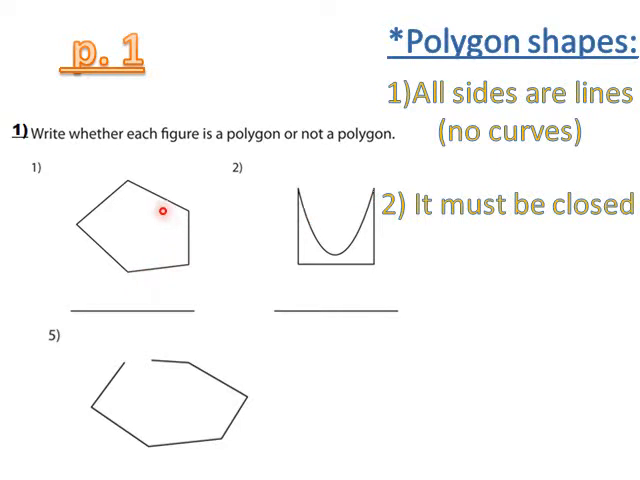This shape, all the sides are straight and it is a closed shape, so this is a polygon. The next shape, it's closed but I have here a curved line, so it's not a polygon. This shape, all the sides are straight but the shape is open from here, it's not closed, so it's not a polygon.